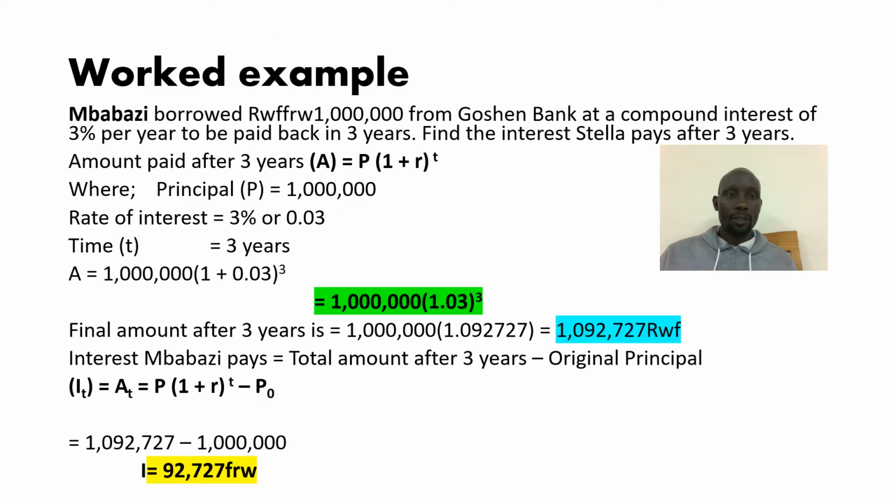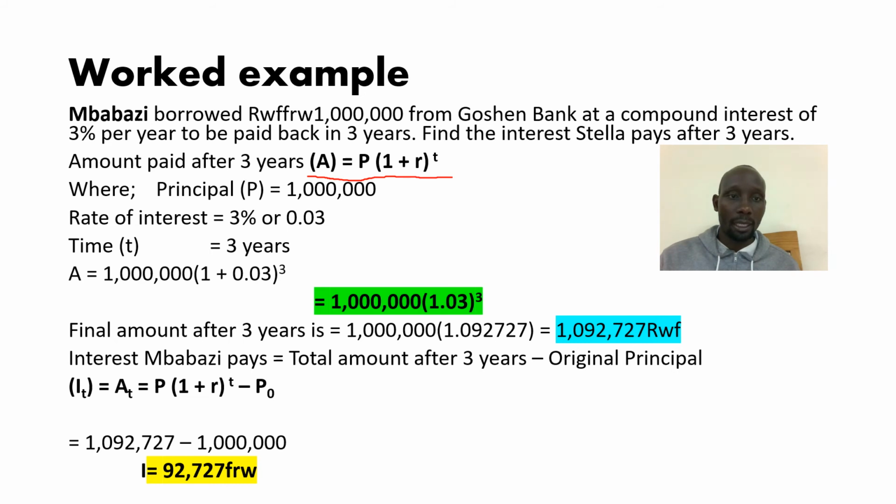Worked example. So we are going to see that Mbabazi borrowed 1,100,000 francs from Goshen Bank at a compound interest of 3% per year to be paid back in 3 years. So we are going to find the interest that Mbabazi will pay back after the 3 years. First of all, we have to look at the amount paid after 3 years. So the total amount to be paid after 3 years, we shall get it by using our formula A = P(1 + R)^T.